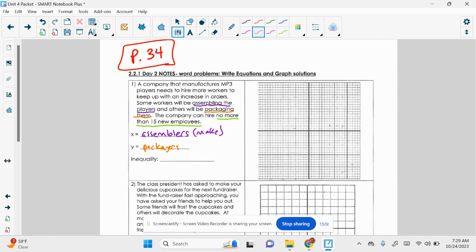All right, now what we have to do is we have to make an inequality. And it's an inequality because we see the words no more than 15 new employees. So that inequality is going to look like this: x assembler workers plus y packagers. These amounts of people, when you add them up, have to be less than or equal to 15, because no more than means these two x and y people have to add up together and be 15 or less.